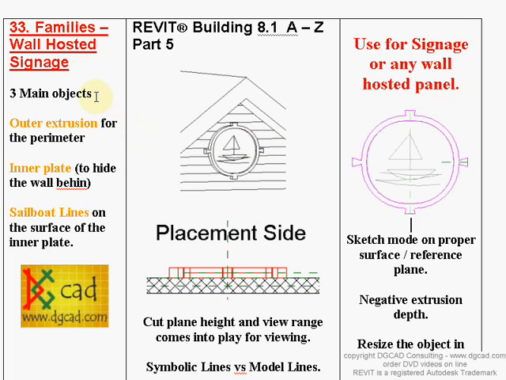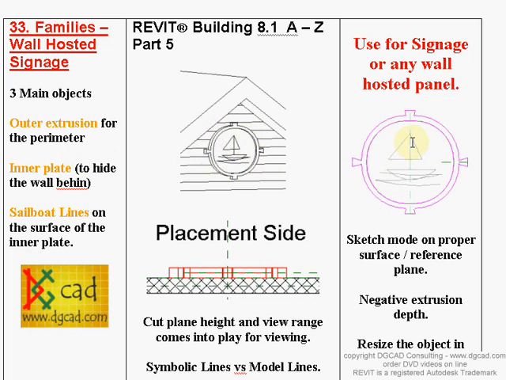In this particular family, there's really three main objects. There's the outer extrusion, which is what you see here, okay? And if you put an inside ring on any mass element extrusion, it forms a donut hole. So this would form the outer ring of our family here.